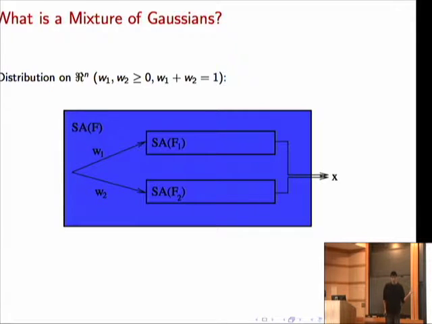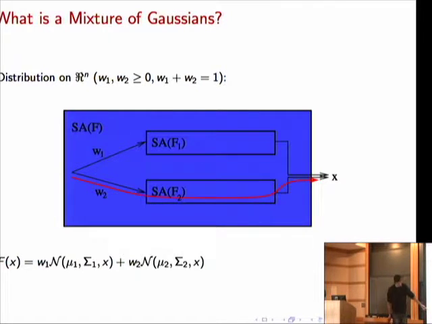so we can generate a random sample from a mixture of two Gaussians as follows. We take a coin which is biased, which is heads with probability W1, and is tails with the remaining probability W2, and we flip it. And if the coin comes up heads, then we take a random sample from the first Gaussian and we output it. And if instead the coin comes up tails, then we take a random sample from the second Gaussian and we output it. So in this way, we can generate a random sample from a mixture of two Gaussians.